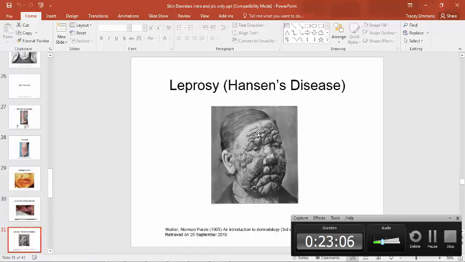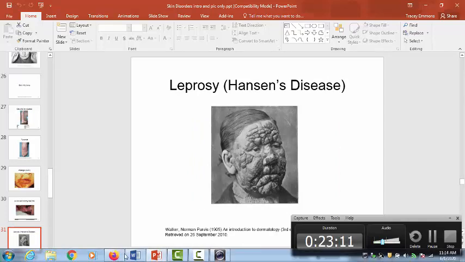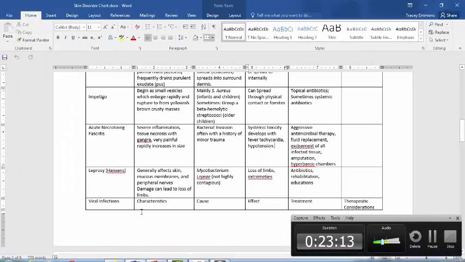Next up, leprosy. You can see right here, this is a person that has leprosy. We call this Hansen's disease. What's interesting about this is that it is totally curable, and it's a very slow-growing disorder. It generally affects the skin, mucous membranes, and peripheral nerves. Since the peripheral nerves are damaged, that can lead to even more damage of the tissue because you can't feel, and you bump yourself, and you don't have great control. That can eventually lead to a loss of limbs.